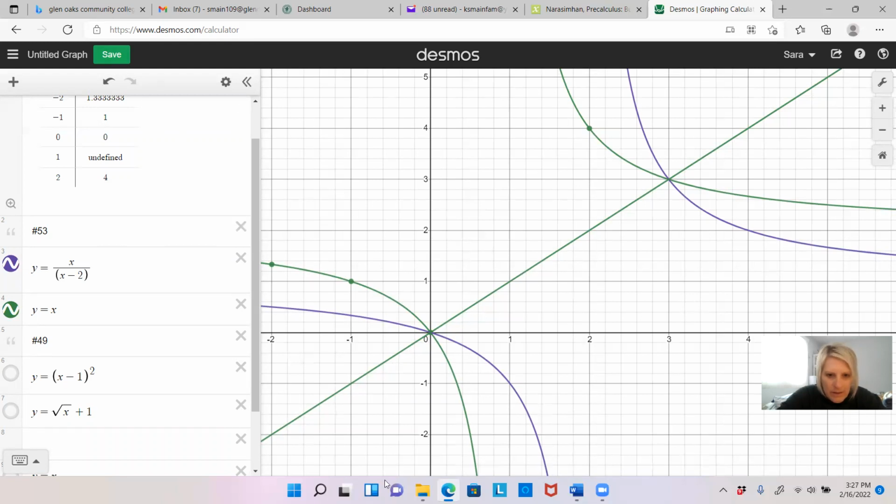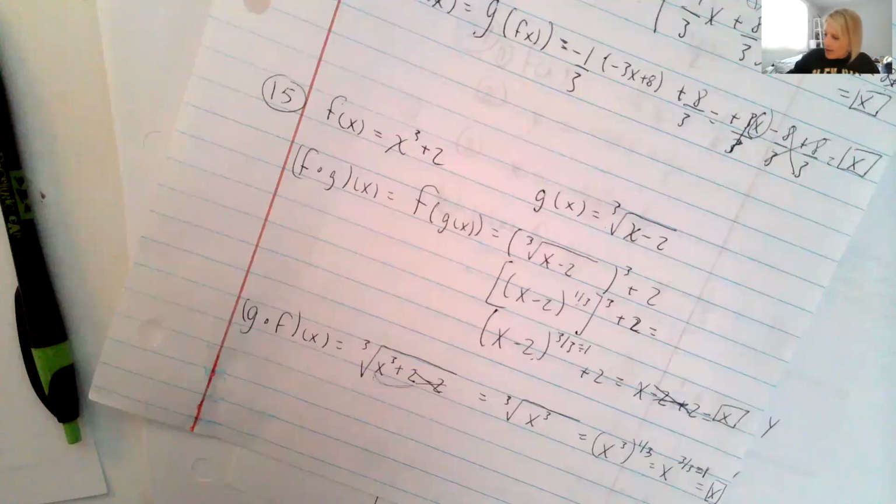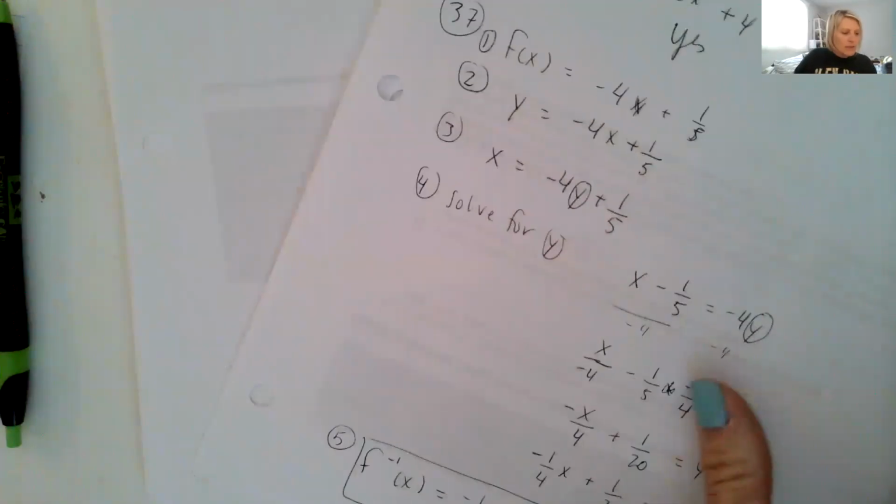Okay, so let's go back to what ones do we want to look at? So I would like to look at 65.